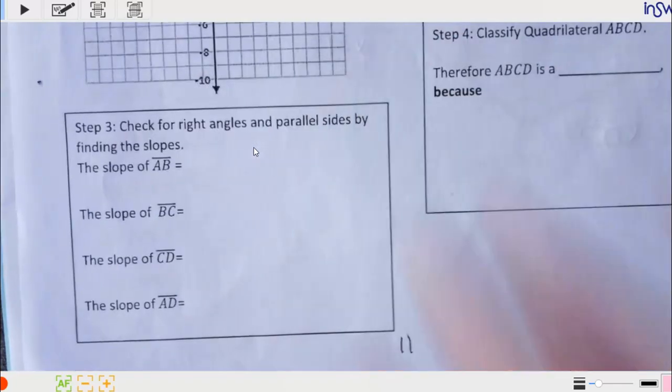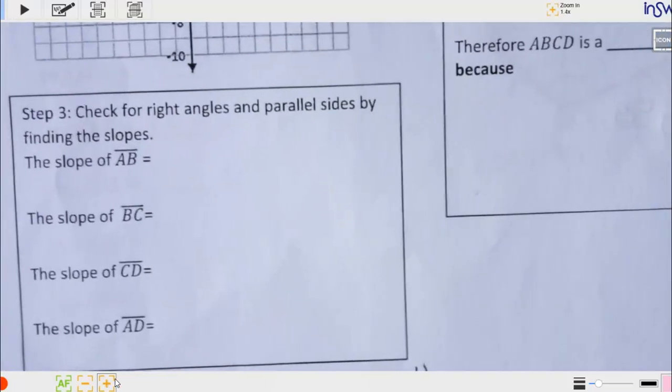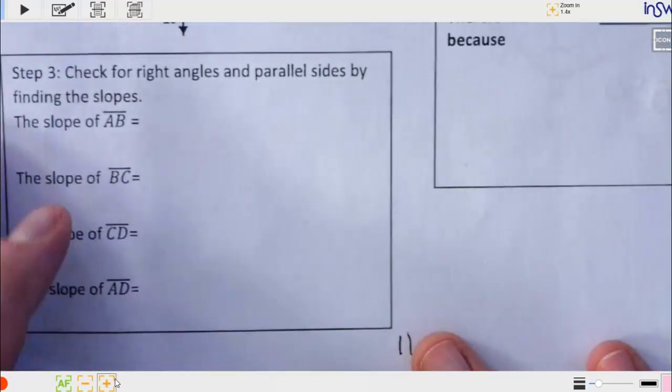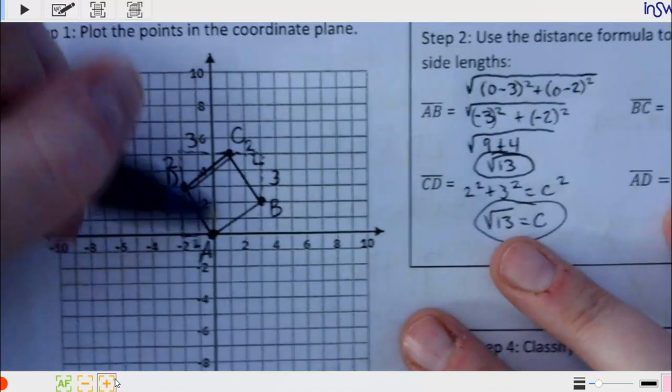Find the slopes and determine, is it a square? Are there 4 right angles? Or is it a rhombus where there's not 4 right angles? All right, so check for right angles and parallel sides by finding these slopes. Let's do that. So I'm going to start at AB, and I'm going to just count the slope.